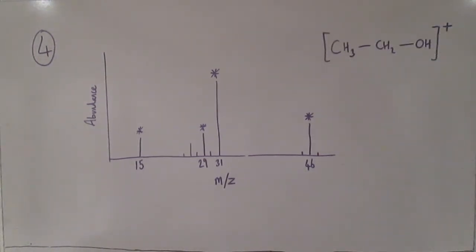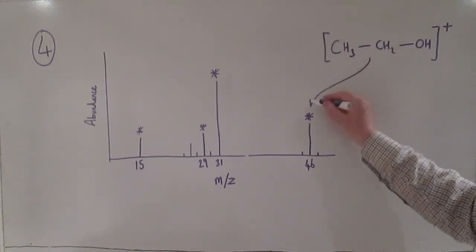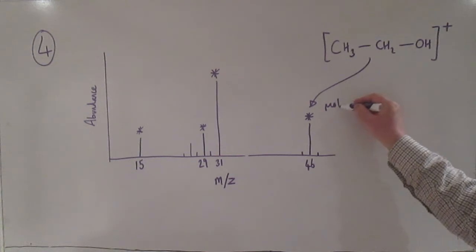Okay, so that's what the molecular ion is, CH3CH2OH, but it's got a positive charge because that's what you detect in mass spectrometry, positive ions. So you've always got to remember that when you're describing what the species are. So that's what this peak results from, the molecular ion.